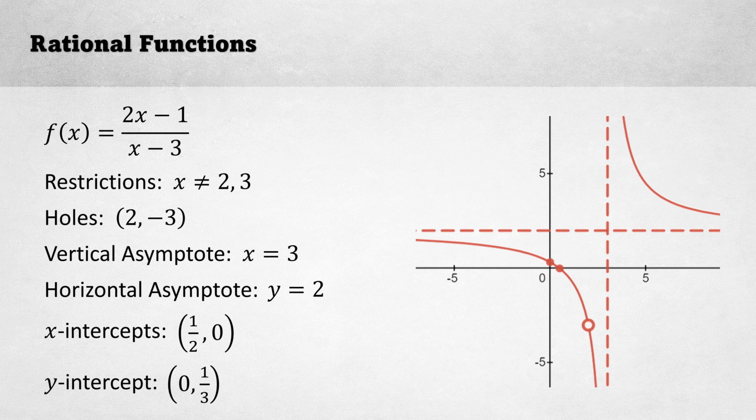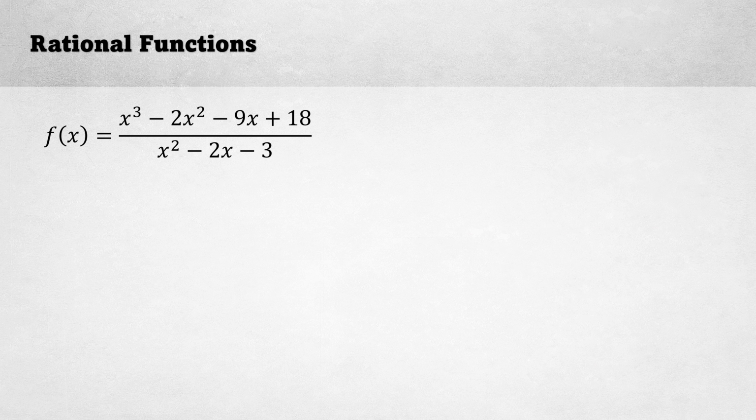Note that there is always a piece of the graph of the rational function on each side of the vertical asymptote. So if there is one vertical asymptote, there are two pieces of the graph. And if there are three vertical asymptotes, there would be four pieces of the graph. Let's look at another example.